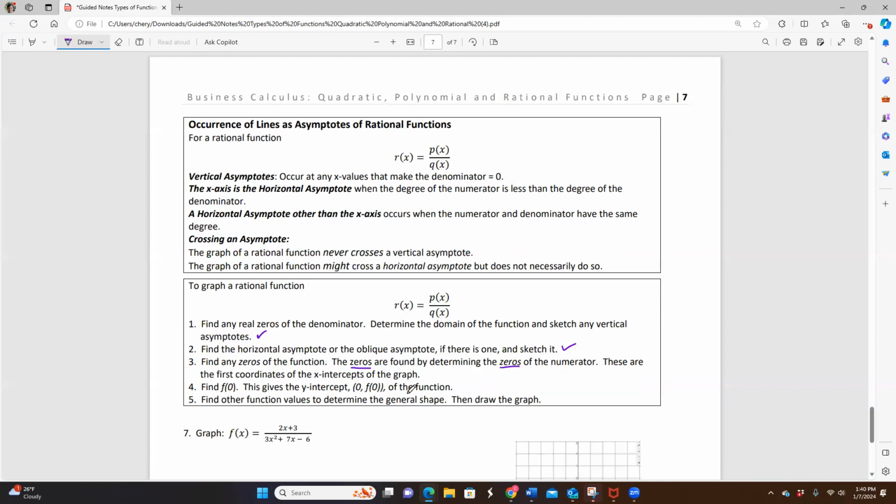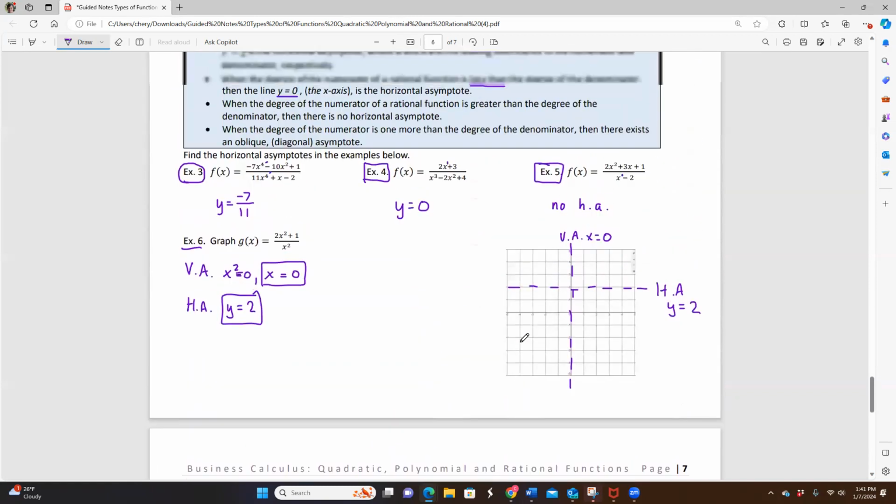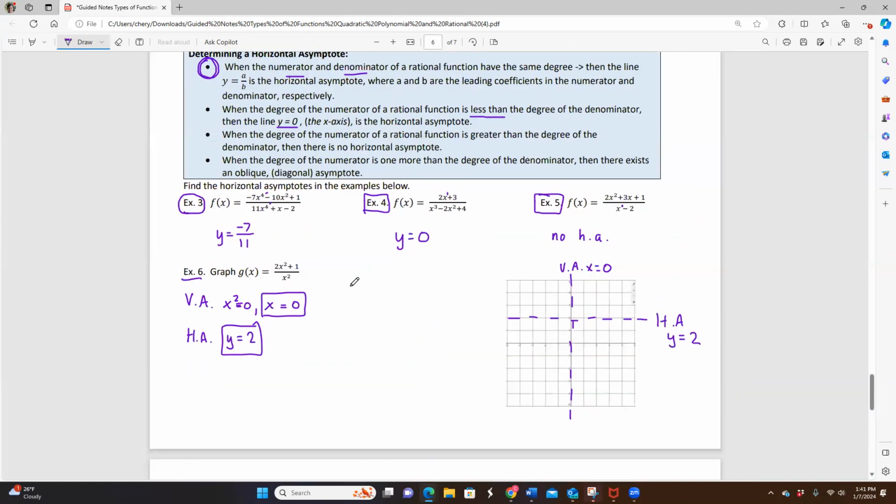Now, for problem number 6, we already found our vertical and our horizontal asymptotes. So let's find our zeros. Once again, it tells us to find the zeros by finding the zeros of the numerator. That means setting the numerator equal to 0. So if I set 2x squared plus 1 equal to 0, we solve this. We're going to get 2x squared equals negative 1 when we subtract 1 from both sides. Then we divide by 2 to get x squared equals negative 1/2.